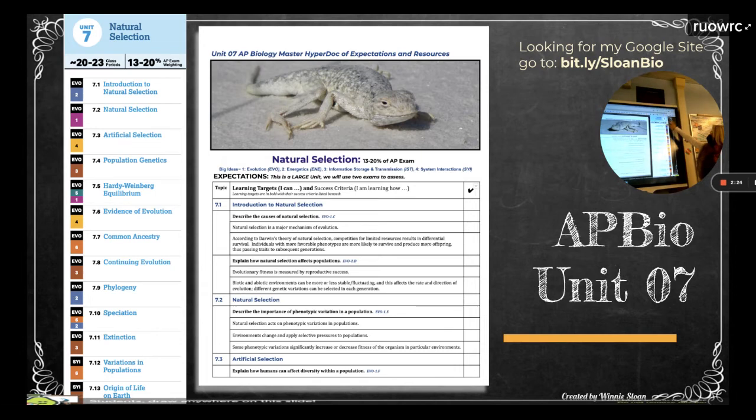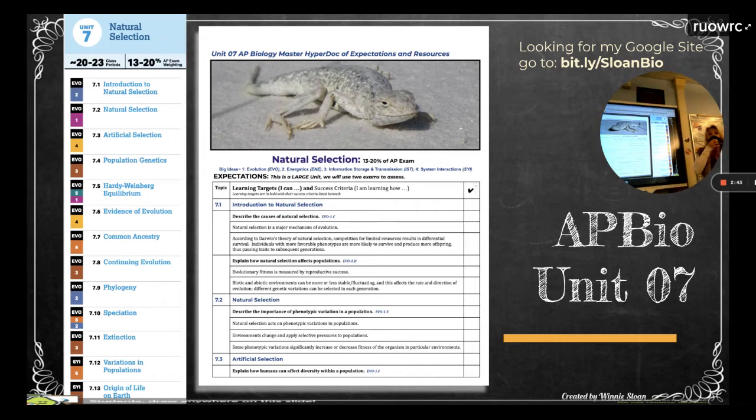So the first thing is introduction to natural selection. Who do we think of right away when we think of natural selection? We think of Darwin. And remember how we took the time to look at what came before Darwin and fixity of species and those kinds of things. And we looked at some of the evidence that Darwin used. So we have an idea about that.